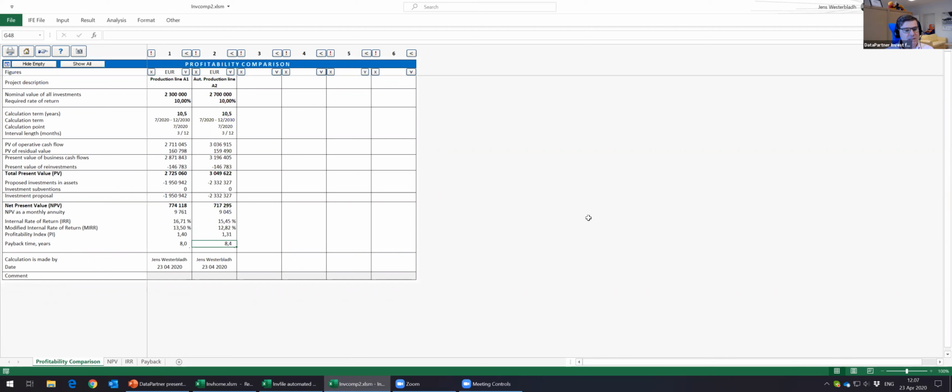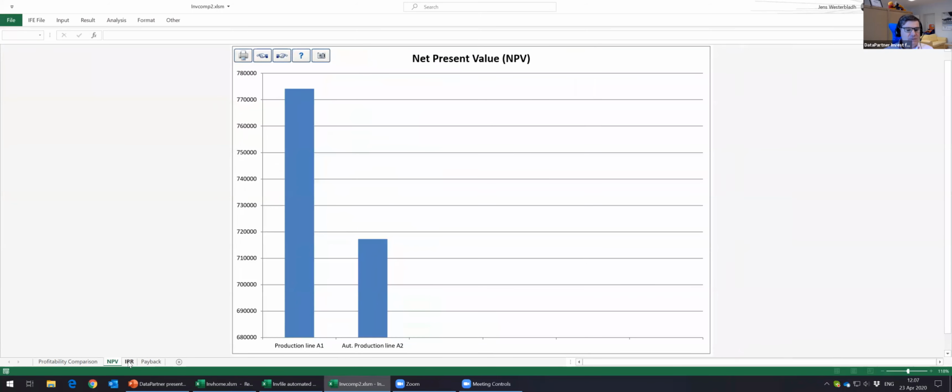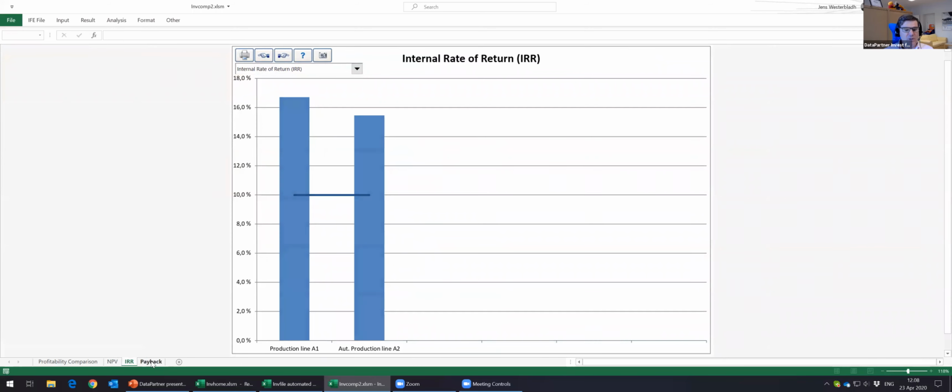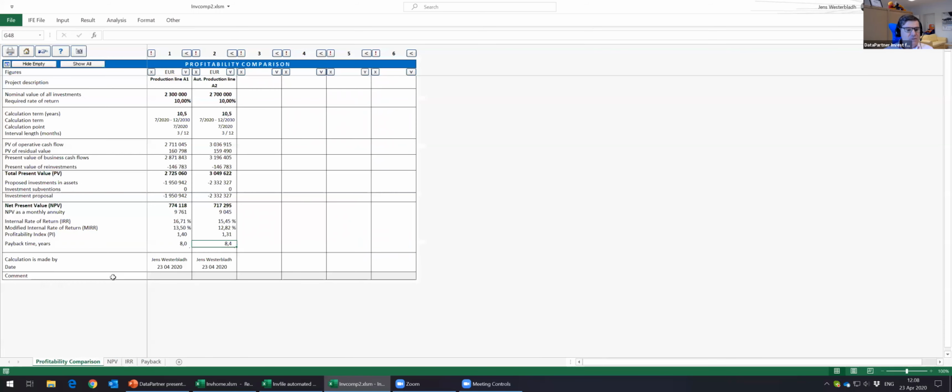So now we use the comparison table, and then we can also show graphically to management why it's clearly more profitable without automation and to hire more staff in this case instead.